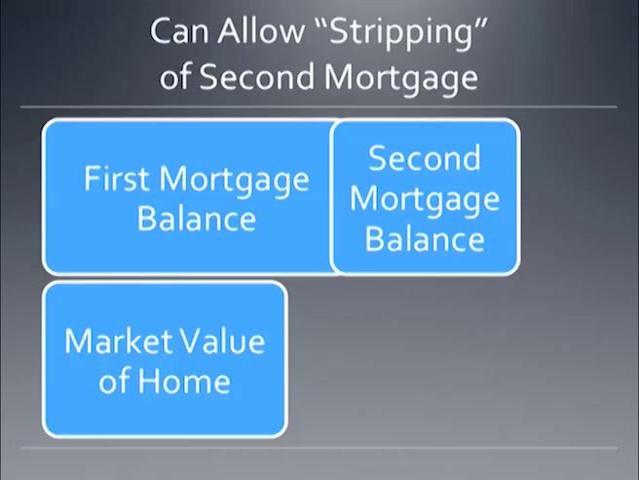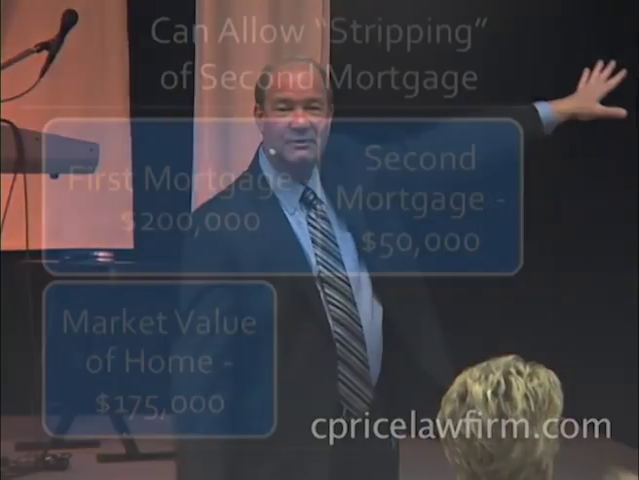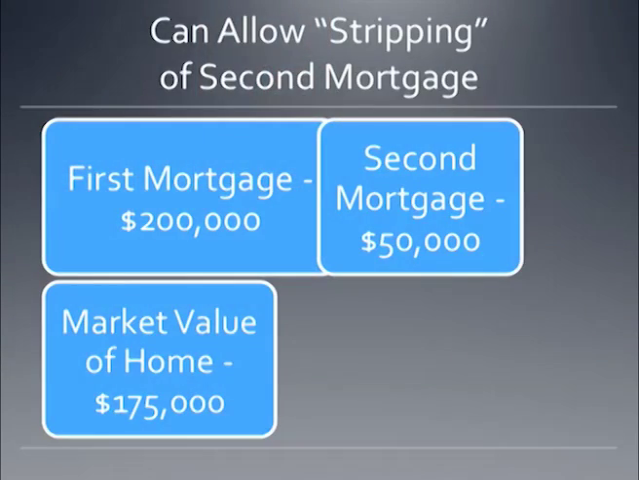Here's my favorite use of 13 now, and this may blow some of your minds. It can allow you to strip off the second mortgage. Our example again, let's go to the next slide. First mortgage balance, $200,000. Second mortgage, $50,000. Your house is worth $175,000.